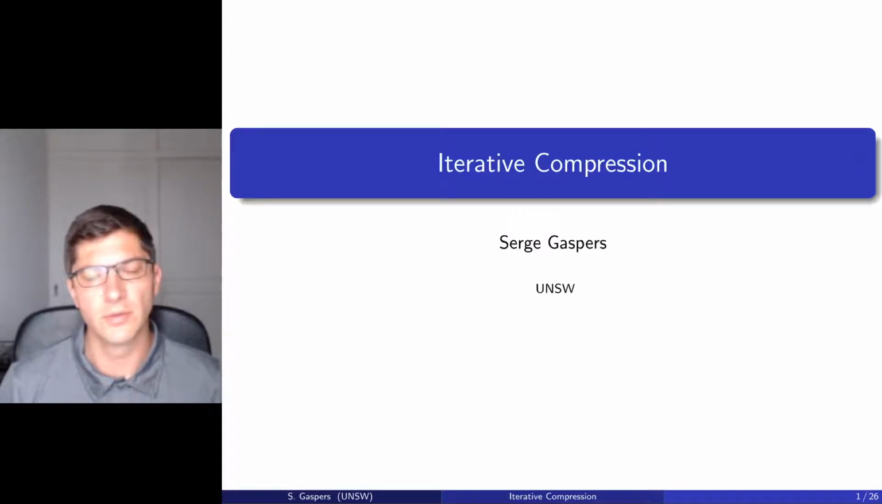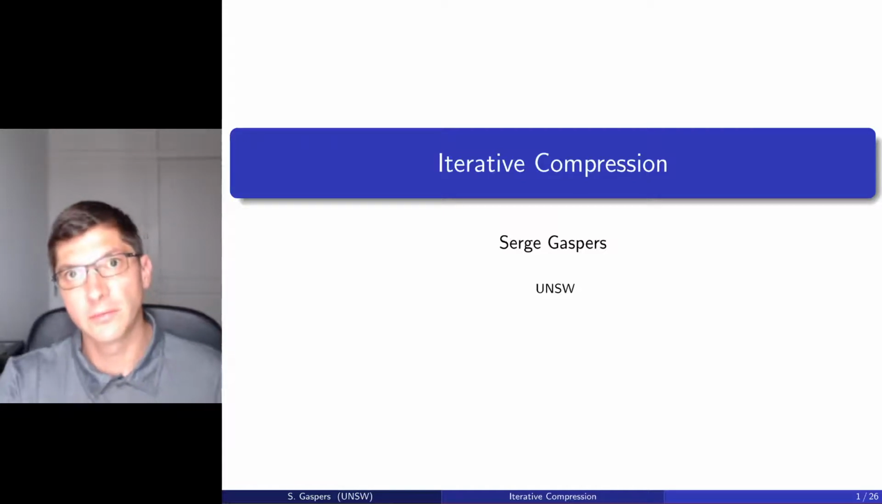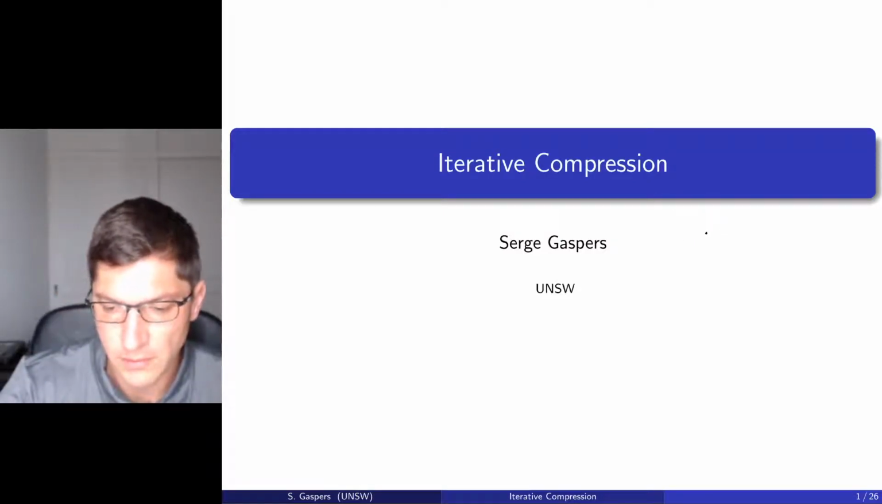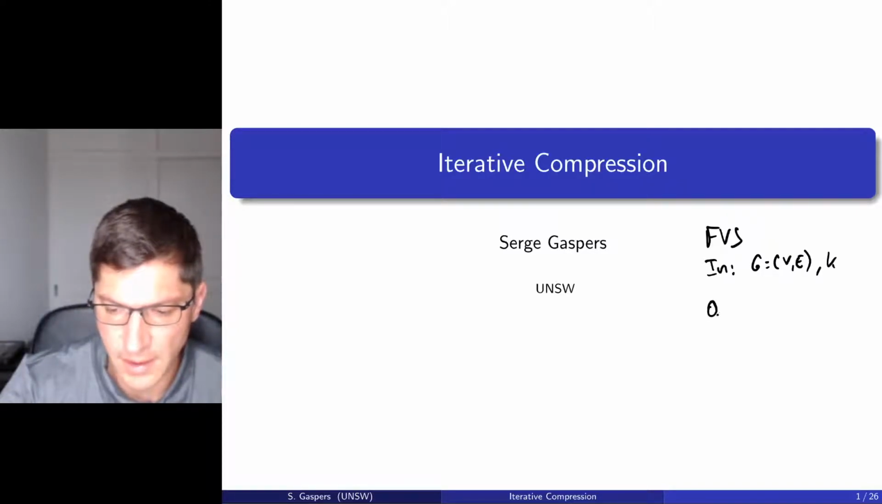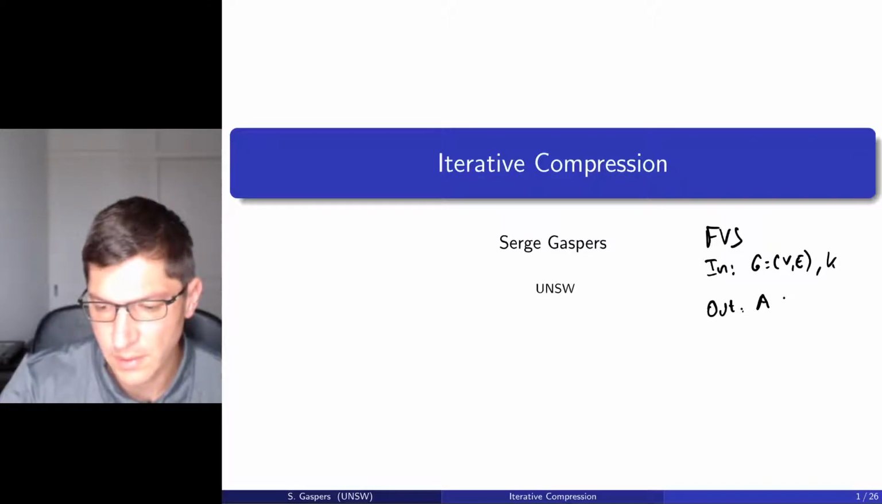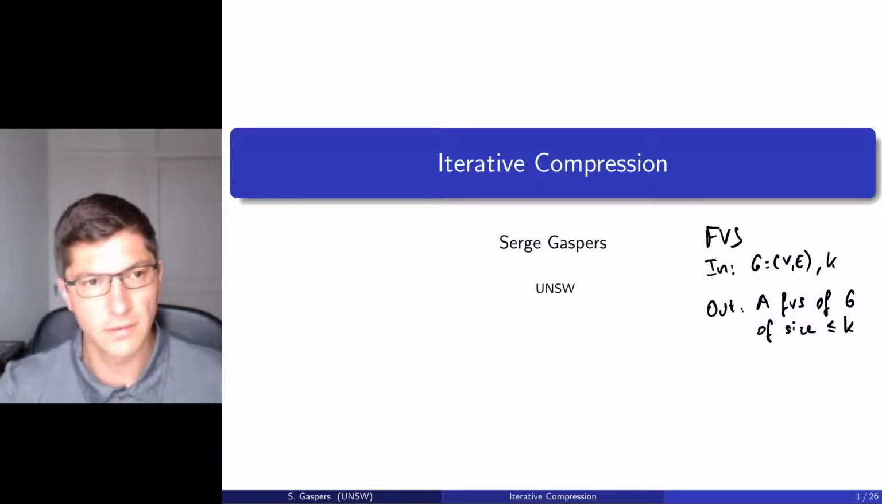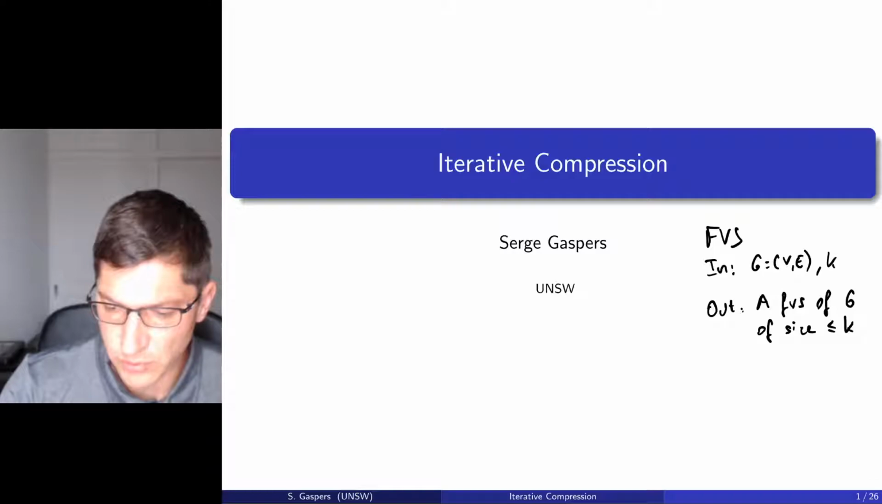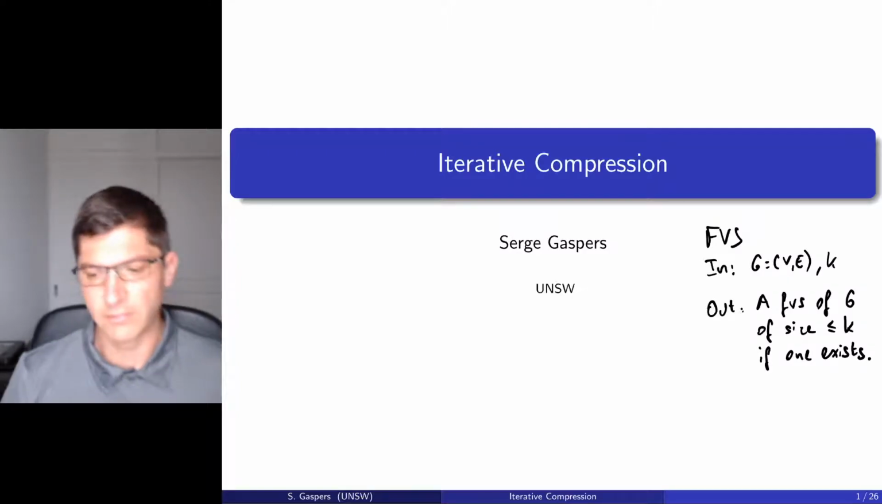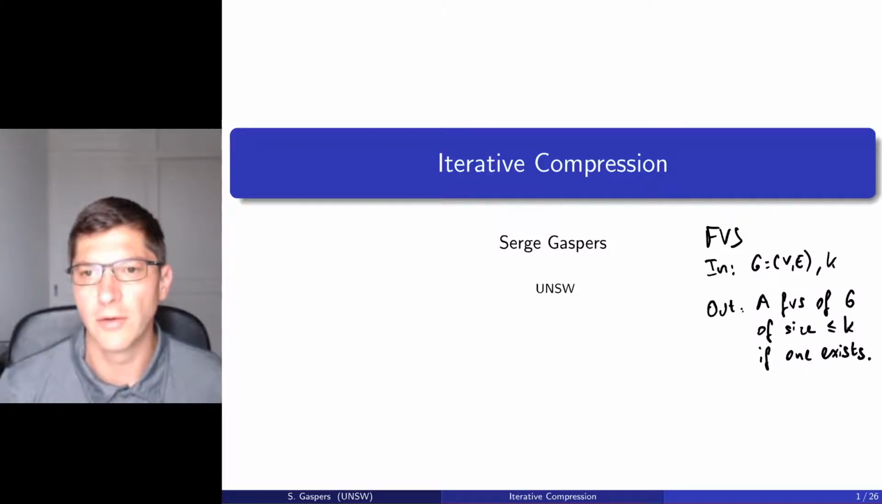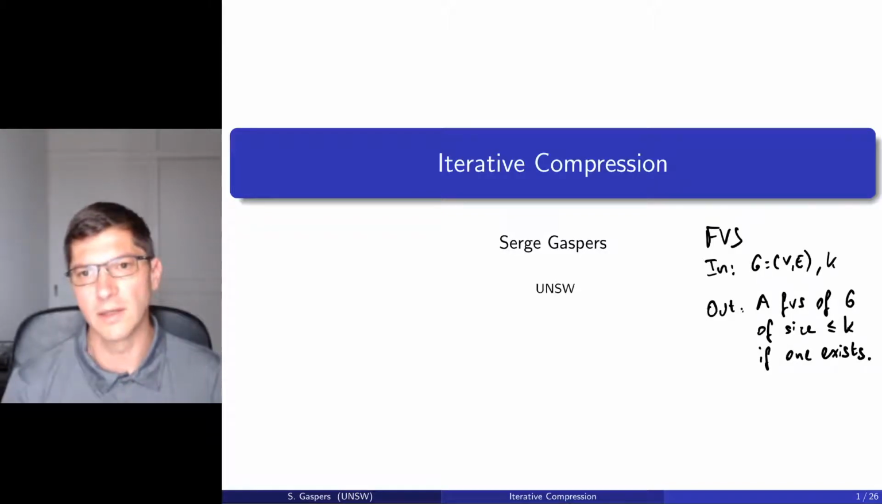Our next topic is iterative compression. Let's say that we want to find a small feedback vertex set of a graph. So the problem that we want to solve has as input a graph G and an integer k, and the output is a feedback vertex set of G of size at most k. Of course, the graph might not have a feedback vertex set of size at most k, so we say it outputs one of those if one exists. And if no feedback vertex set of size at most k exists, then the algorithm will just say, I couldn't find one.